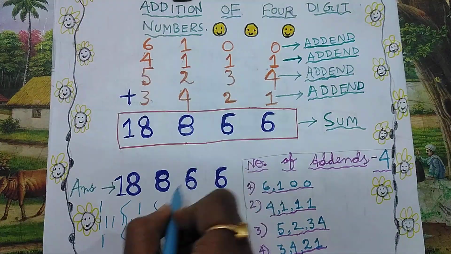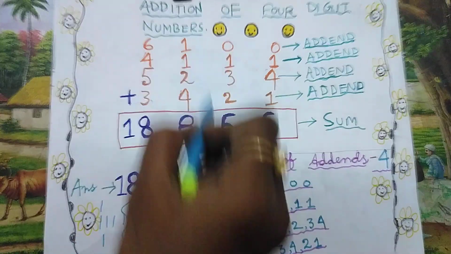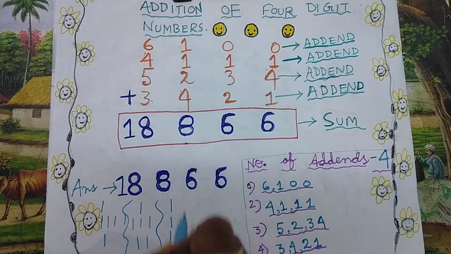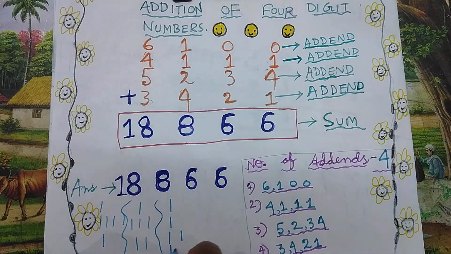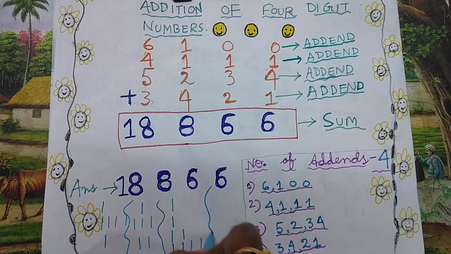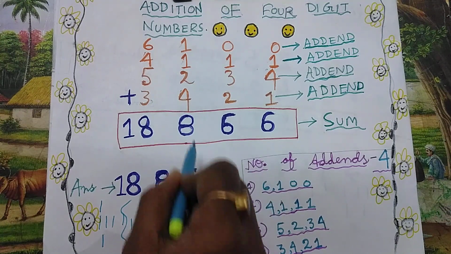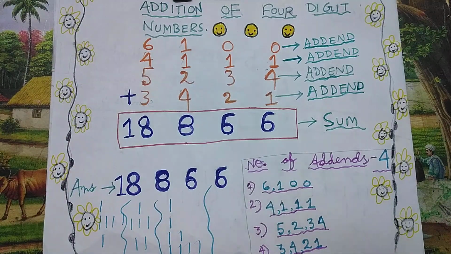Now go to this column. What is the first digit? 1. The second digit? 1. The third digit? 2. The fourth digit? 4. 1, 2, 3, 4. So how many lines are there in all? 1, 2, 3, 4, 5, 6, 7, 8. So I have written here 8.